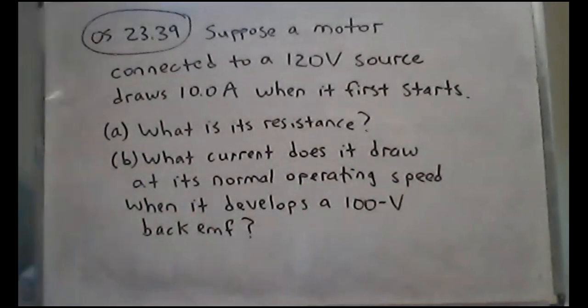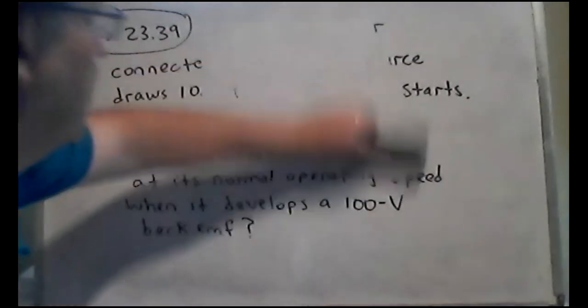All right. Suppose a motor connected to a 120 volt source draws 10.0 amperes when it first starts. That's that I naught. I just turned the motor on, I have no back EMF yet. What is its resistance? I can figure out the resistance either with no back EMF or with back EMF, depending on the problem. You want to find the resistance, that's a constant of your system. B, what current does it draw at its normal operating speed when it develops a 100 volt back EMF? All right, remember these numbers. We have the I naught given to us when it first gets turned on.